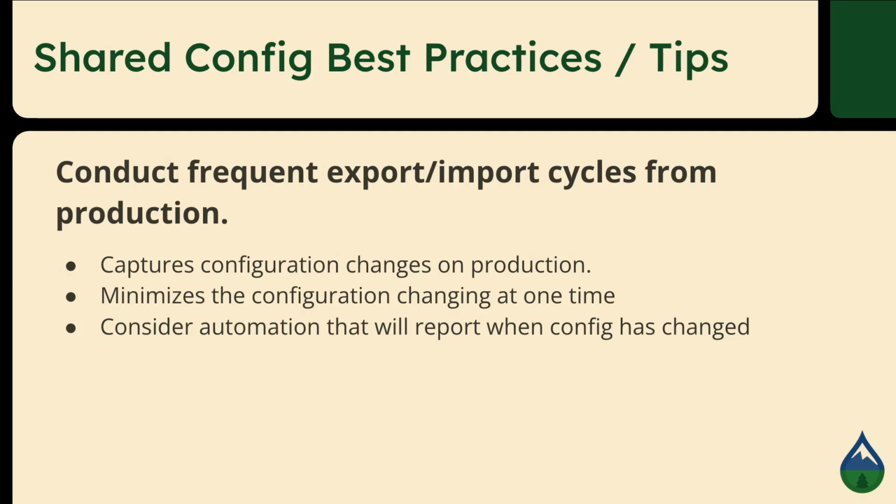I suggest considering automation, some kind of report that tells you if something has changed. Like drush config:status, just something that tells you something has changed and you need to export configuration from production. So that's some kind of pipeline to tell you.